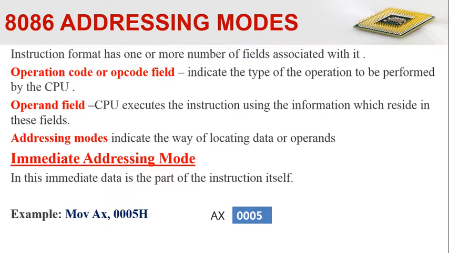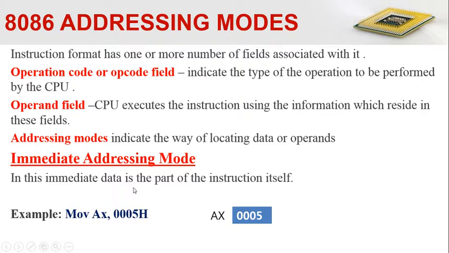Addressing mode indicates the way of locating the data of these operands in an instruction. Okay, addressing mode indicates the way of locating or identifying the address location of operands which are present inside the instruction. We have different addressing modes. The first one is the immediate addressing mode.